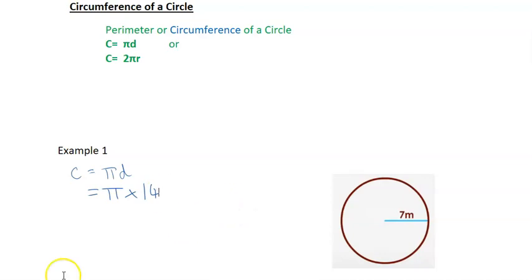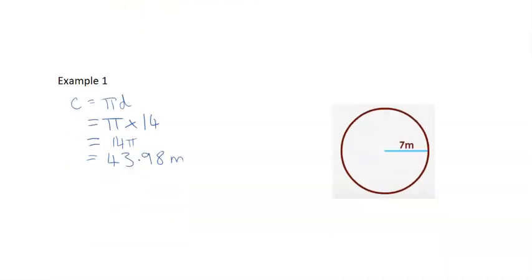Then we go ahead and calculate. So one of the answers is that it's 14 pi, and calculated is 43.98 meters. Now remember, circumference is one-dimensional, so it's just meters. To check that, it should be just over 3 times what 14 is, what the diameter is. So that's a way that you can check that you are accurate.